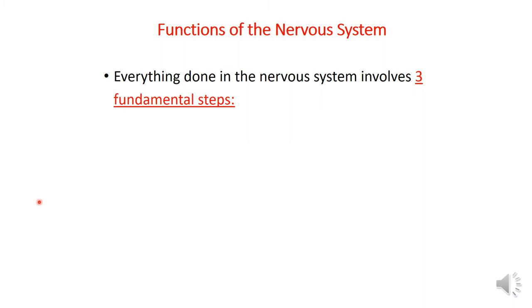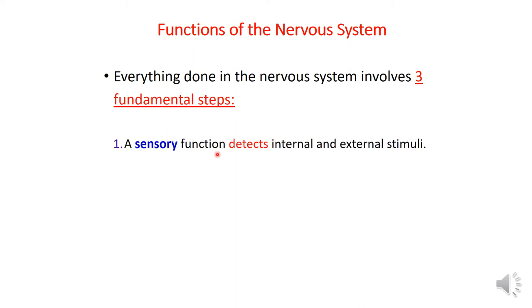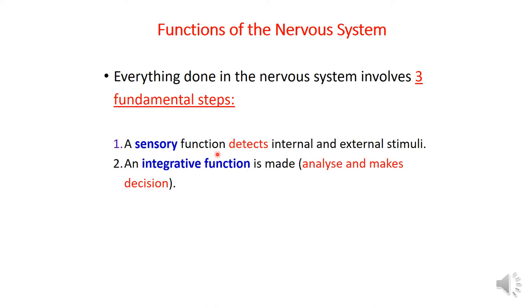Functions of the nervous system. Everything done in the nervous system involves three fundamental steps. Number one, sensory function, which detects changes in the internal or external environment, or detects internal and external stimuli. Number two, an integrative function, which means to produce analysis and making decision. Number three, motor function, or the effector function.